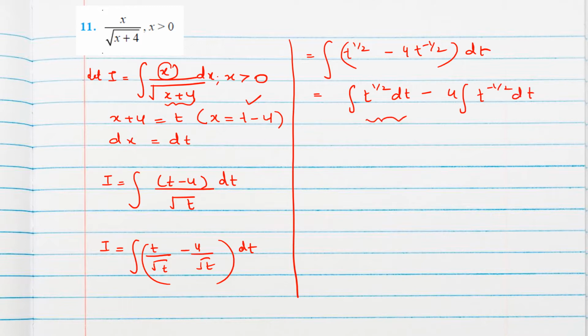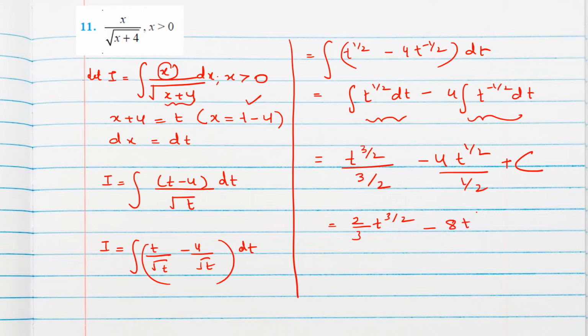Now we can separate the integration. For both the integrals we can apply the power rule. Add 1 in the power, divide by the same power. If you add 1 here, you will get positive half, divide by the same power. So 2 by 3 t to the power 3 by 2, here 8 t to the power 1 by 2 plus c will come. So resubstitute the value x plus 4, plus c.